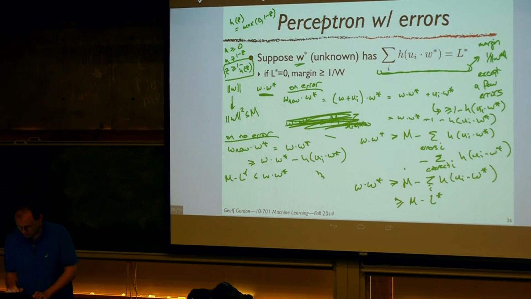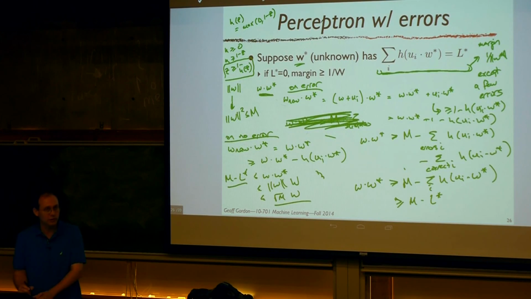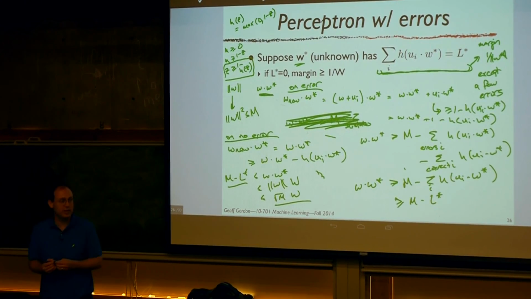which we can bound with the Cauchy-Schwarz inequality. So that's less than or equal to the norm of w times the norm of w star, which is capital W. And then the norm of w now is again square root of m or less, so we have less than or equal to the square root of m times W. Before we had just that m is less than square root of mW. Now we have that m minus l star is less than or equal to square root of mW. So it's a slightly looser bound. If l star is equal to 0, it's the same bound. If l star is bigger than 0, it's a slightly weaker bound on m.